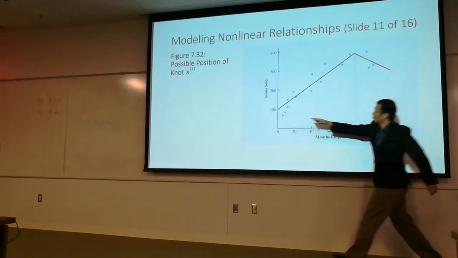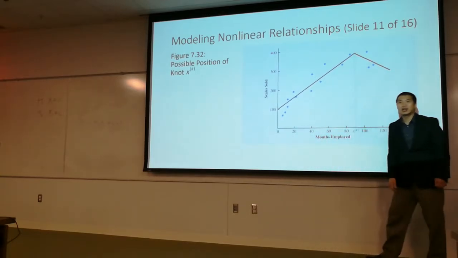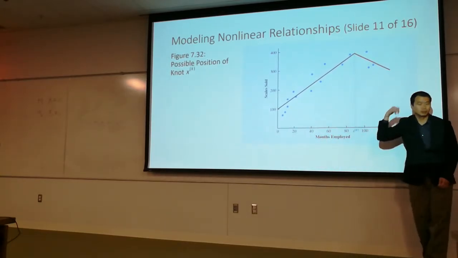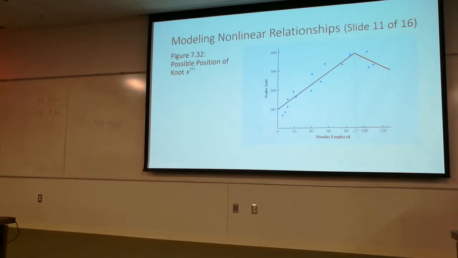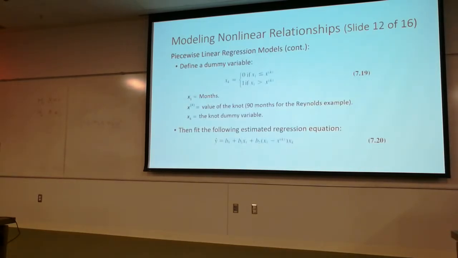So before 90 we use this linear model, and after 90 we use the other model. That's what we are going to do. So how do we model this relationship?